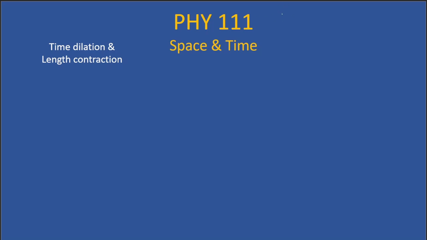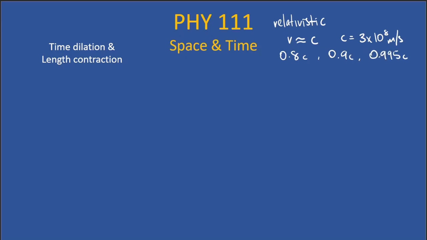So by relativistic speed, let's write that down. Relativistic speed is when the velocity of an object, v, gets really close to the speed of light, c. And remember, c is 3 times 10 raised to the power 8 meters per second. When something moves at a speed close to c, we say it has a relativistic velocity. In solving questions like this, you may be given objects moving at 0.8 c, 0.9 c, 0.995 c. These are all relativistic velocities.